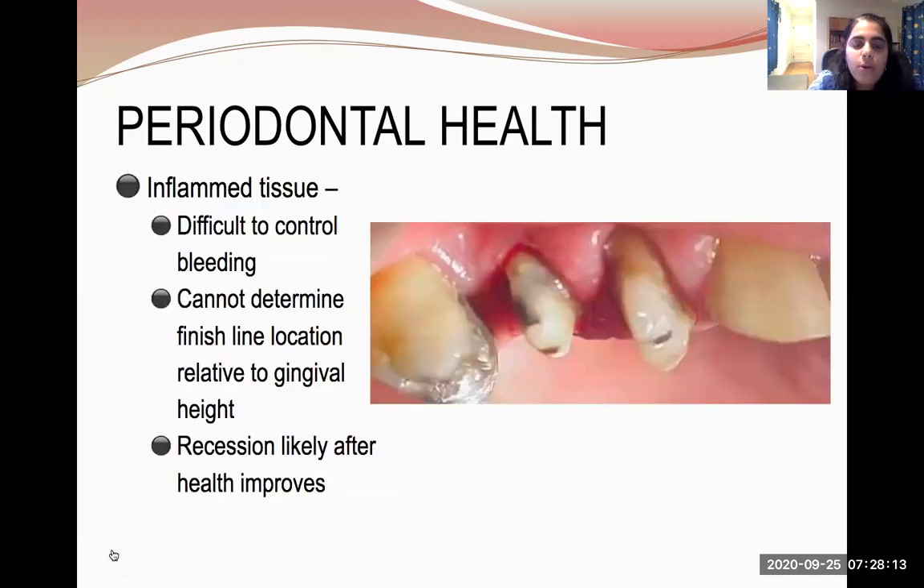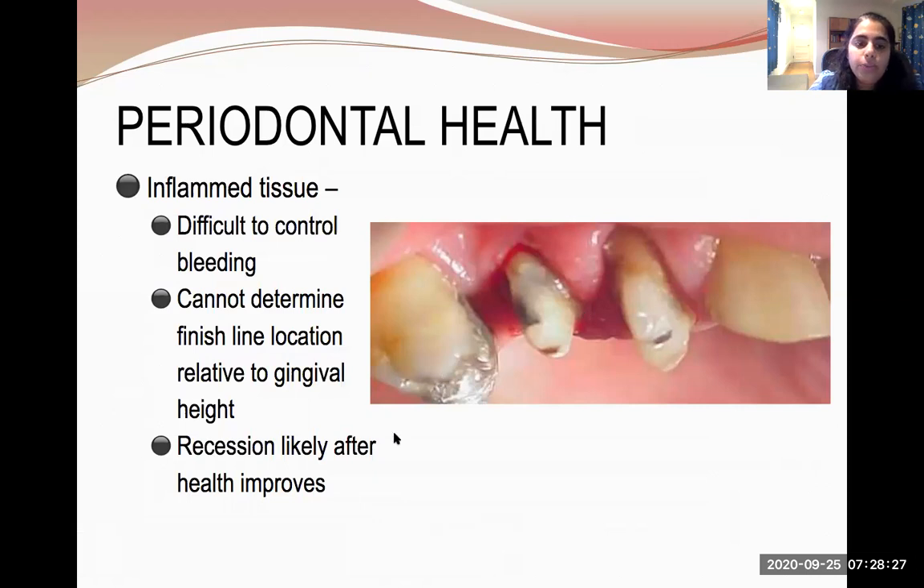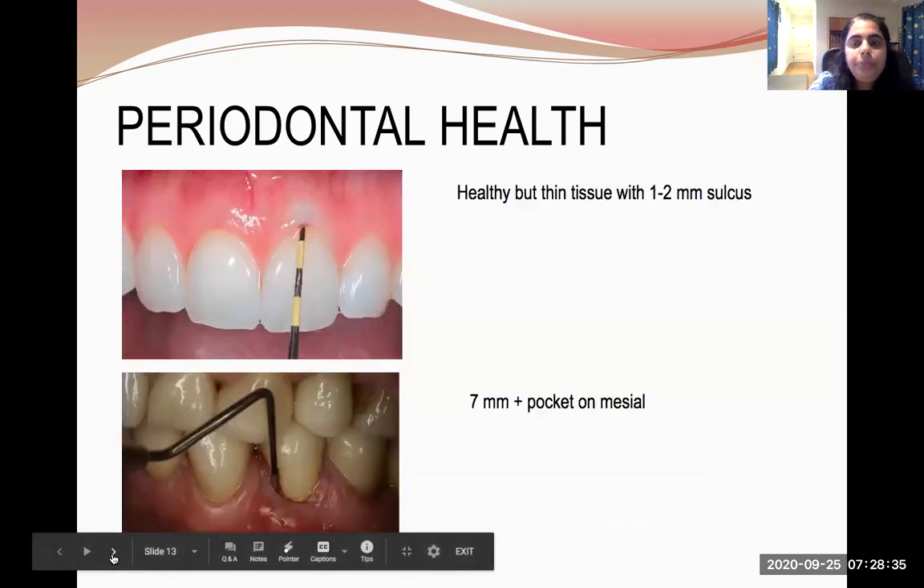So yeah, we just spoke about this. What does the inflamed tissue do? It is difficult to control the bleeding. You cannot determine the finish location, that is relative to the gingival height. You don't know where to place your margins, and then the recession is likely after the health improves as well. So to avoid those things, we have to address the periodontal health before we get started.